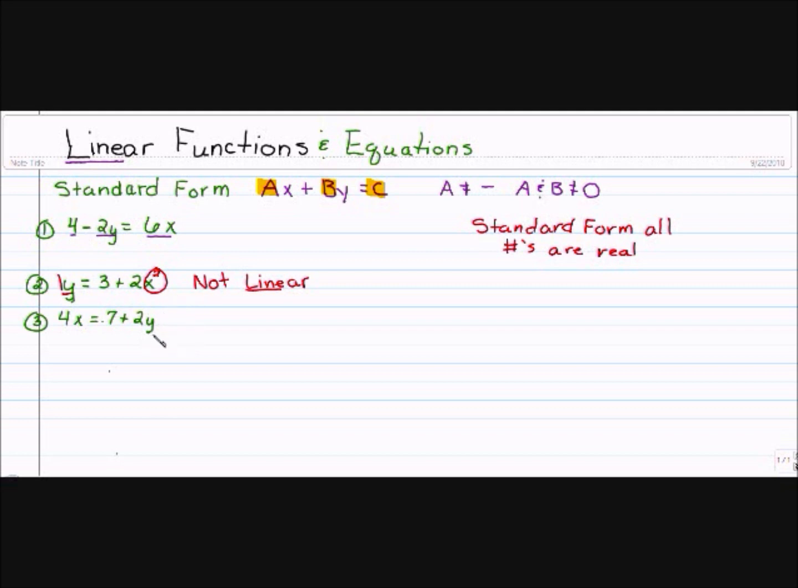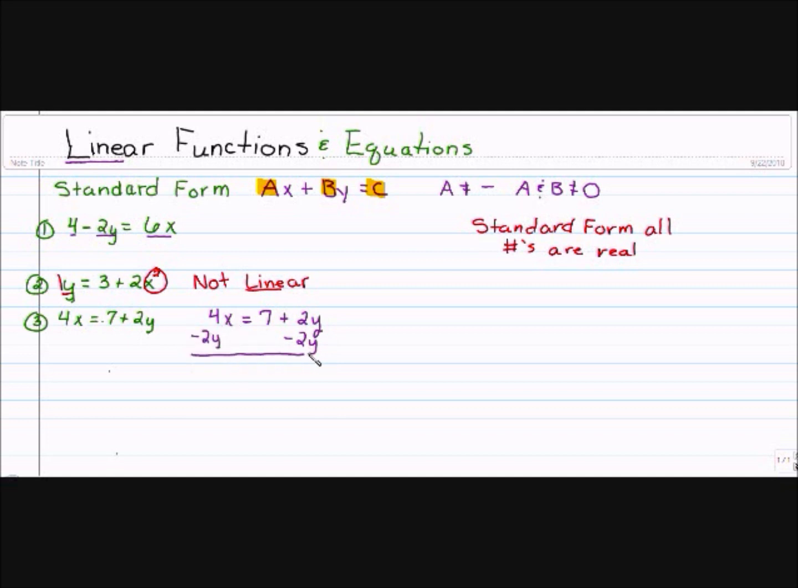So this is linear. It will create a straight line, and now they want us to put it in standard form. I'm going to rewrite my problem of 4x equals 7 plus 2y. I already have my x on this side of the equation, and the 7 is on the right side of the equation. So now I have to move my 2y over to the other side. In doing that, the opposite of positive 2y is a negative 2y.